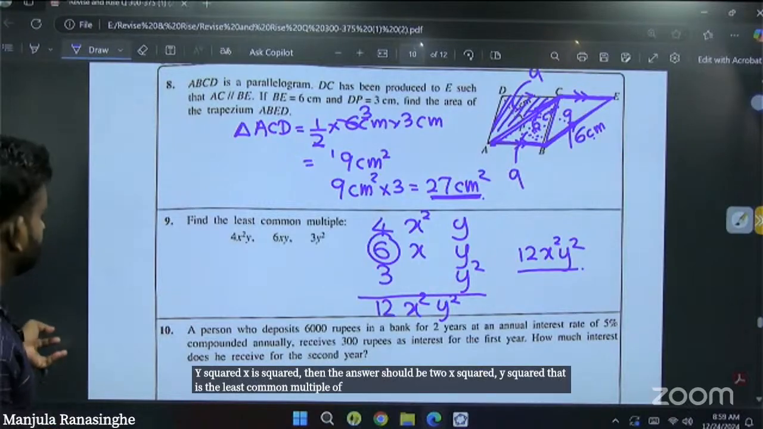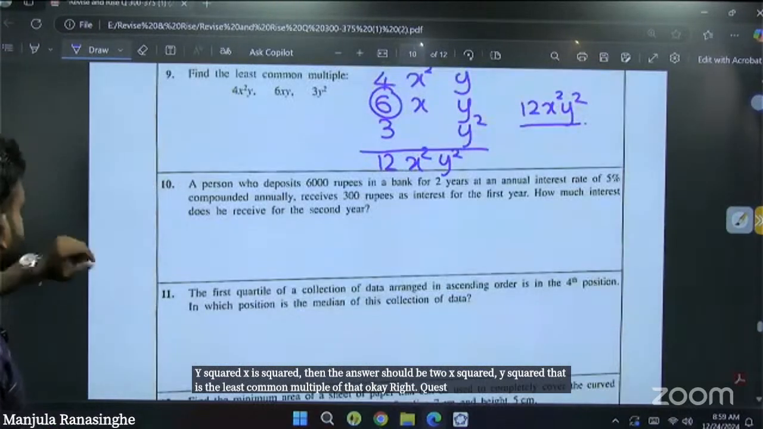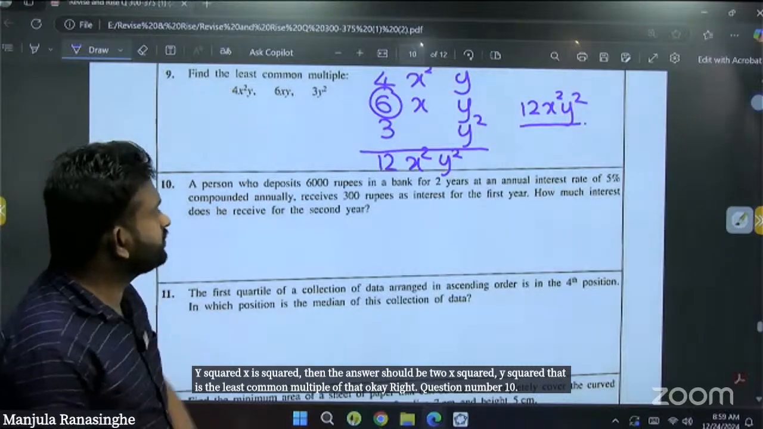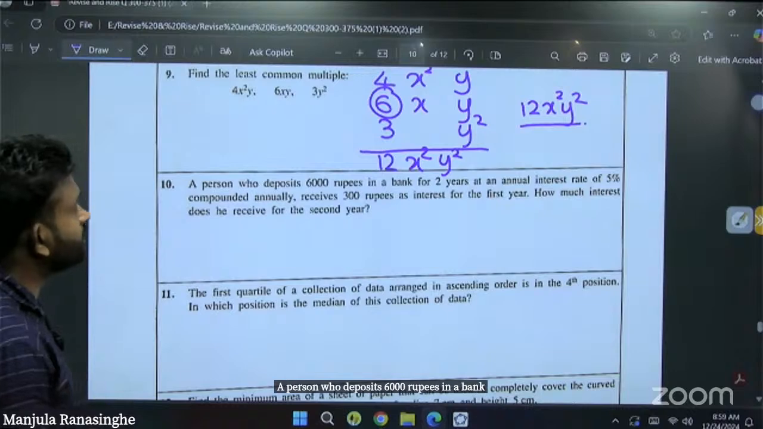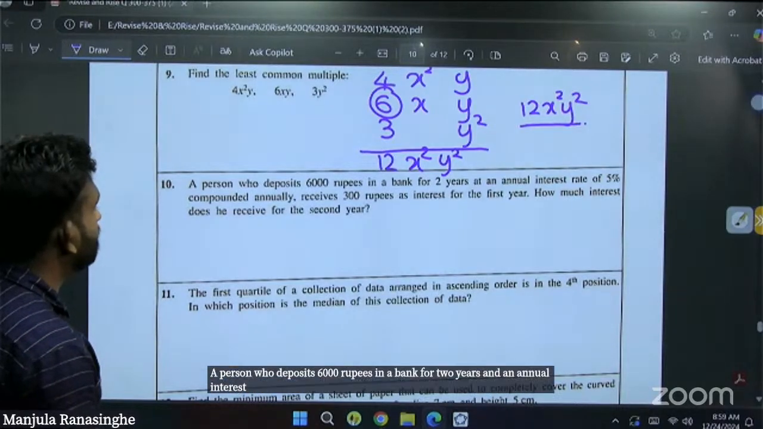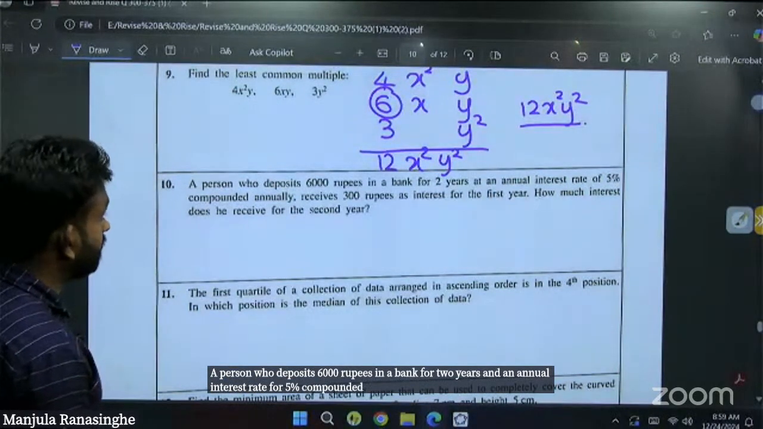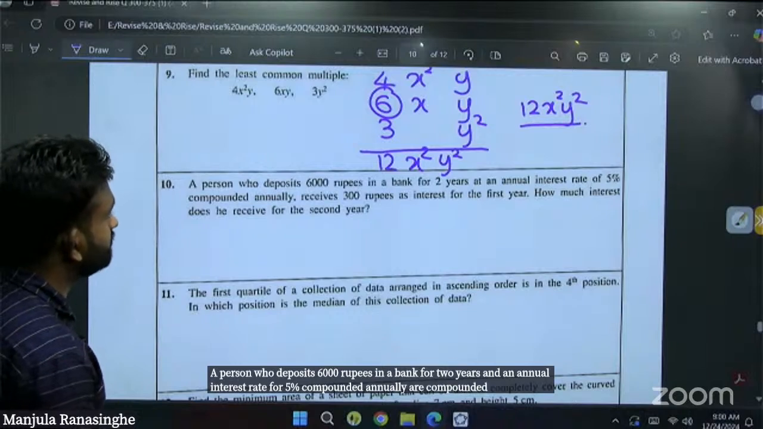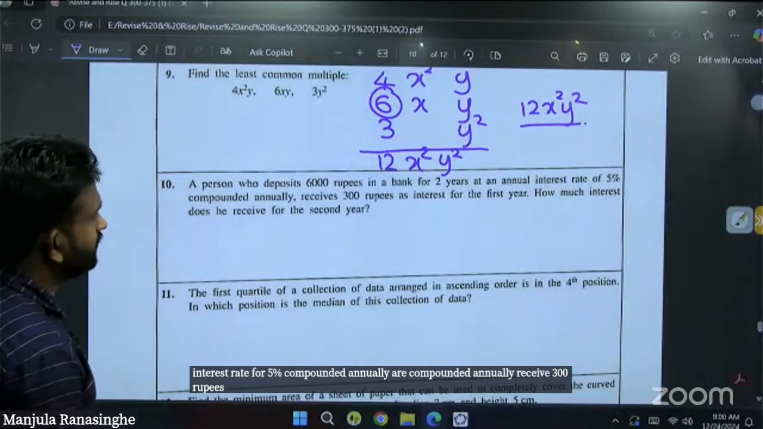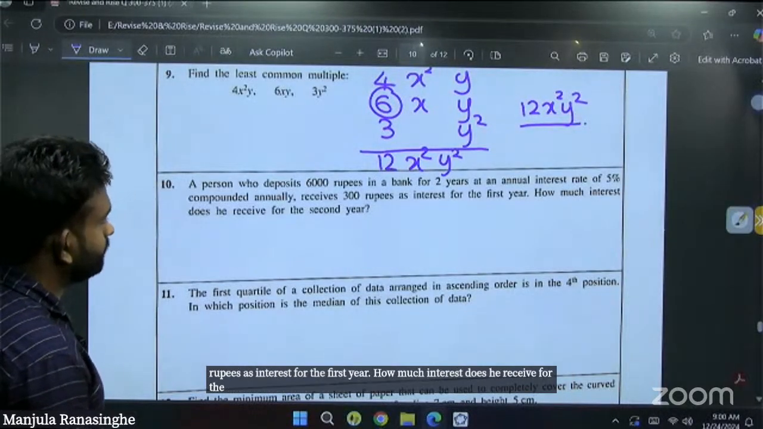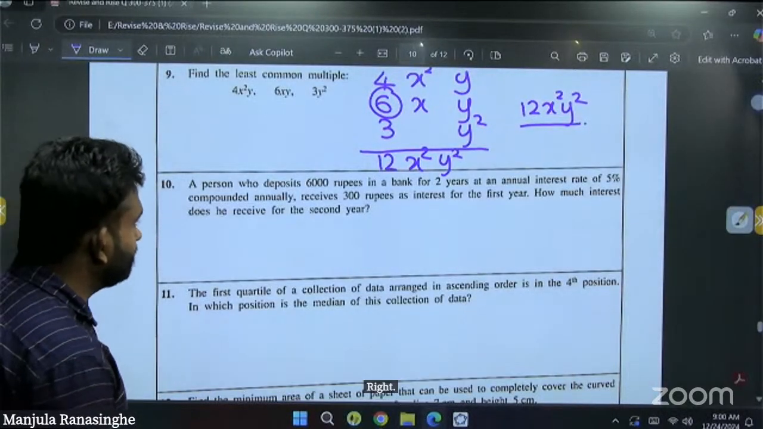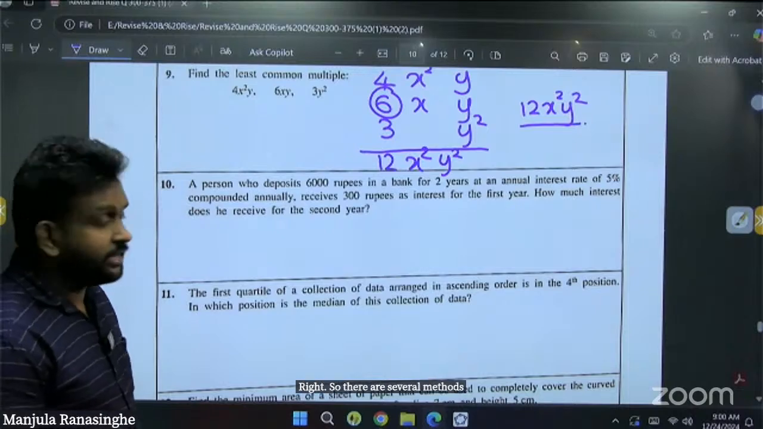Right. Question number 10. A person who deposits 6,000 rupees in a bank for 2 years at an annual interest rate of 5% compounded annually receives 300 rupees as interest for the first year. How much interest does he receive for the second year? Right. So there are several methods to do.